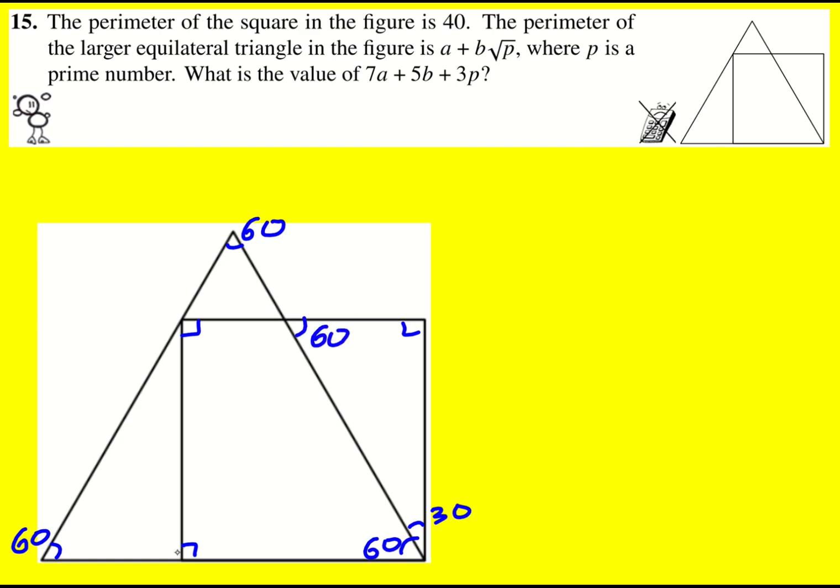60 here, that's a right angle. 30. So there we have it. And actually, something immediately jumps out here. This triangle on the right is going to be exactly the same as this triangle over here because they have a shared side and they have all the same angles, so they must be congruent.